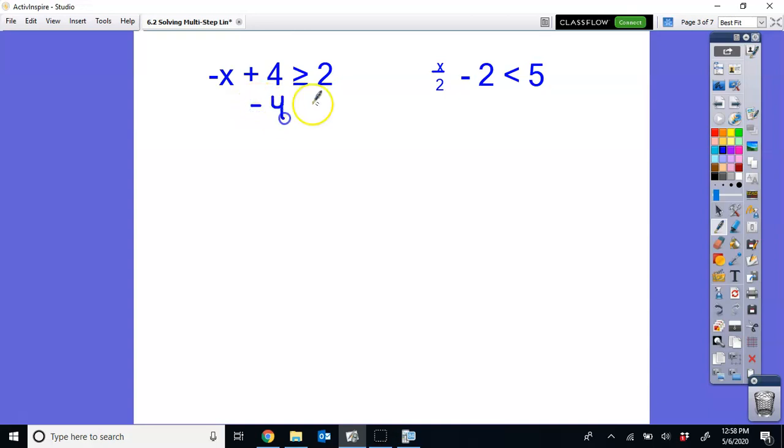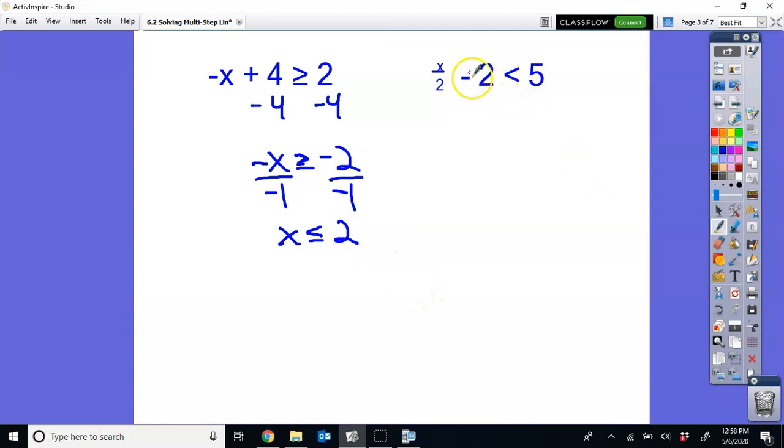We subtract 4 on this one, subtract 4 on this one because it is a plus 4. 2 minus 4, be careful there. Remember, subtract 2 minus 4. Then we have a negative in front of the x. That's really like negative 1x. So we divide by negative 1. We do have to flip the symbol around, and that would be positive 2. Negative 2 divided by negative 1 is 2.